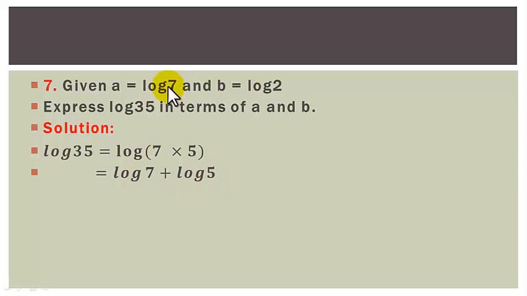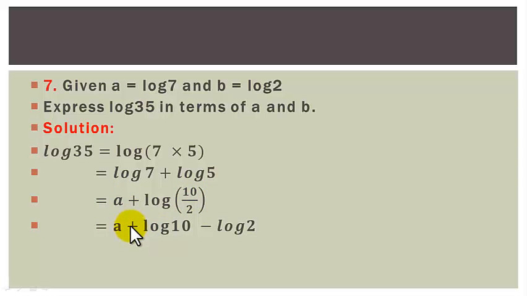But log 7 is given to be A. This will give us A plus, expressing log 5 in terms of 2, we can write log 5 as log 10 all over 2. And this will give us A plus log 10 divided by 2, which is log 10 minus log 2. But since log 10 is equal to 1, that's log of the base. Note that this log is given in base 10. So this will then give us A plus 1 minus log 2, which is equal to B.